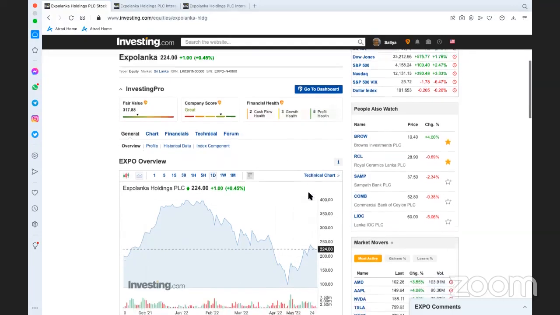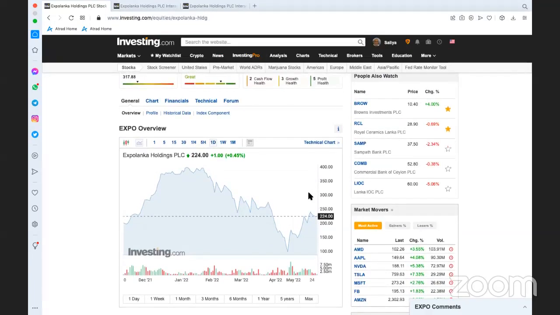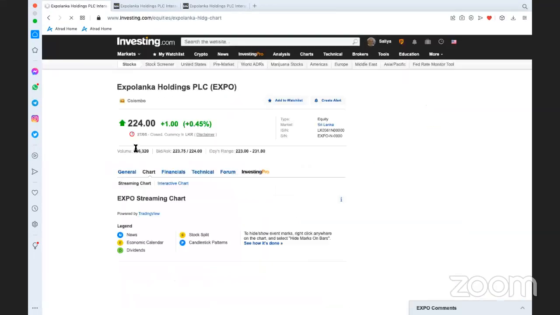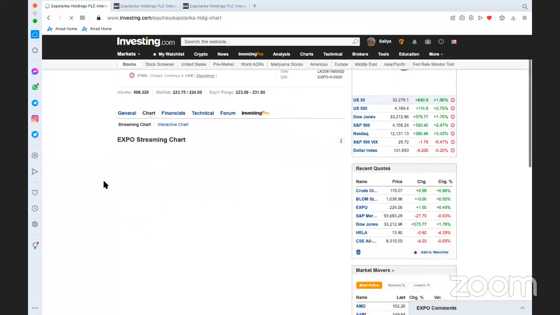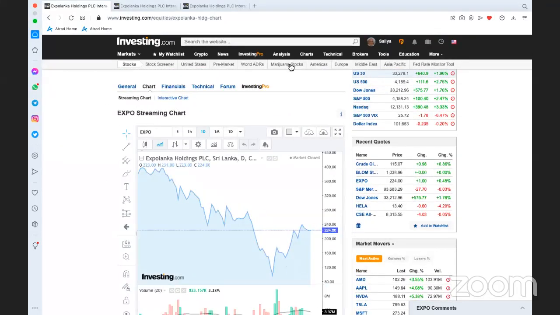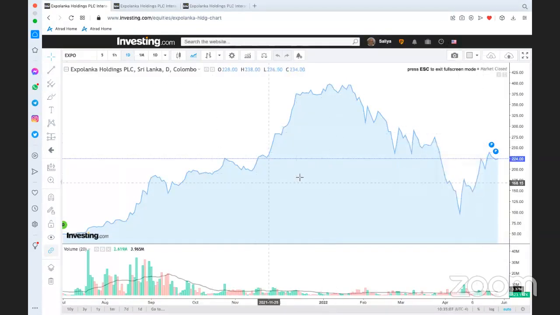So now that we are going to share some views about the charts, we'll be clicking on technical charts like this. Then we will get into the next page, where it's going to be the chart with a facility to enlarge it, like this. We will get the streaming chart, which can be zoomed out, and we come into the page here.